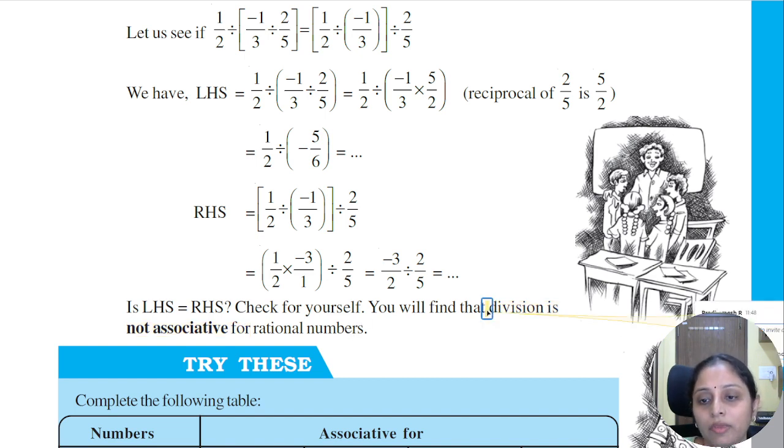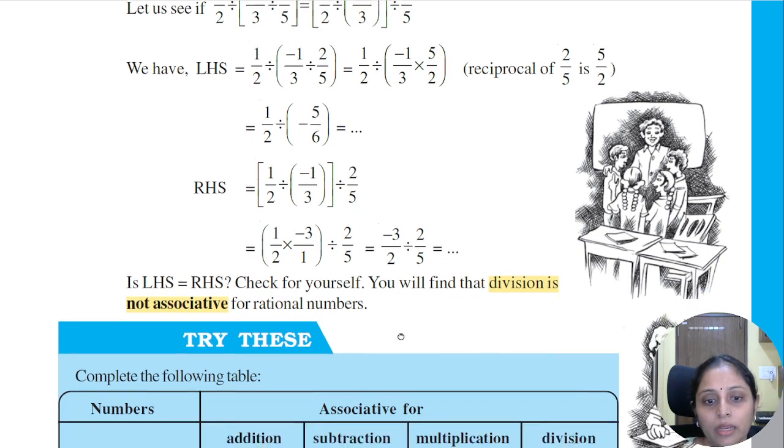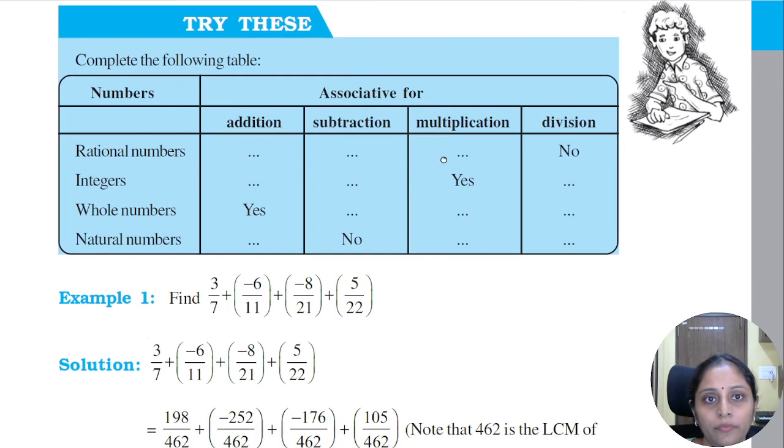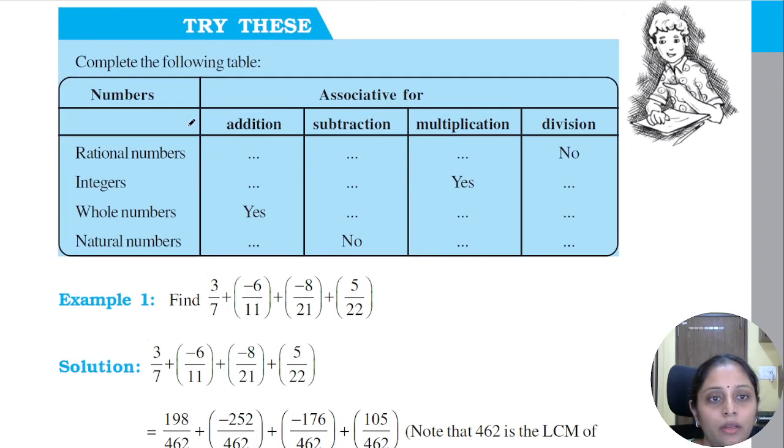Now here they have given a table. Let me highlight this. Division is not associative, right? Now here they have given a table for us to fill, where we have done all this already. So let's just quickly look at this. Addition, for all four sets we have seen that it is associative. Subtraction is not associative for all four sets. Multiplication is associative for all four sets. Division is not associative for all the four sets, right? Now let's move on to the example.